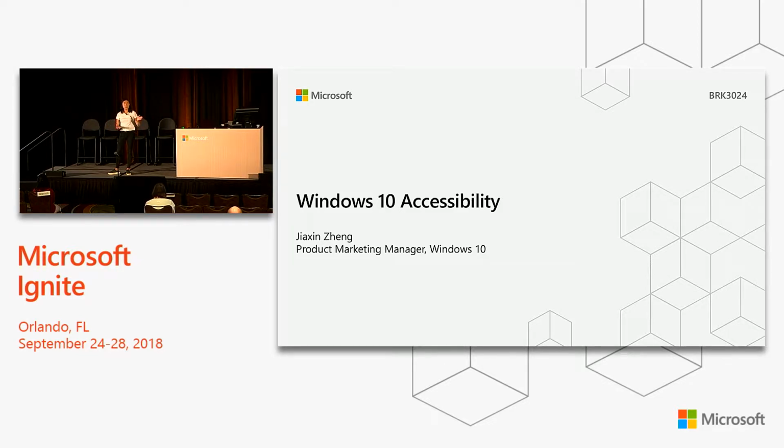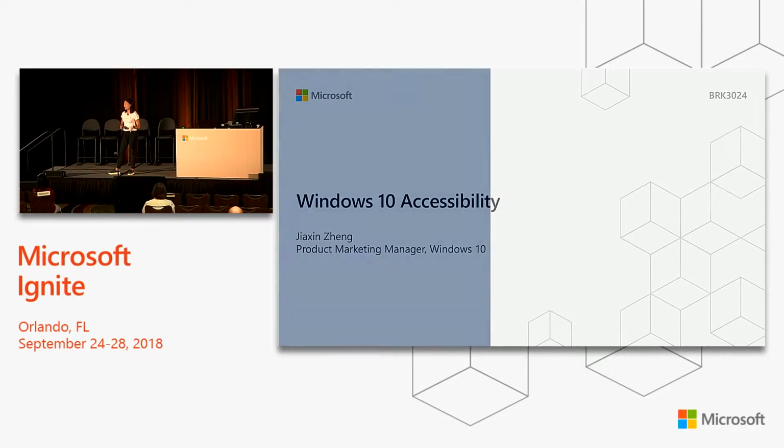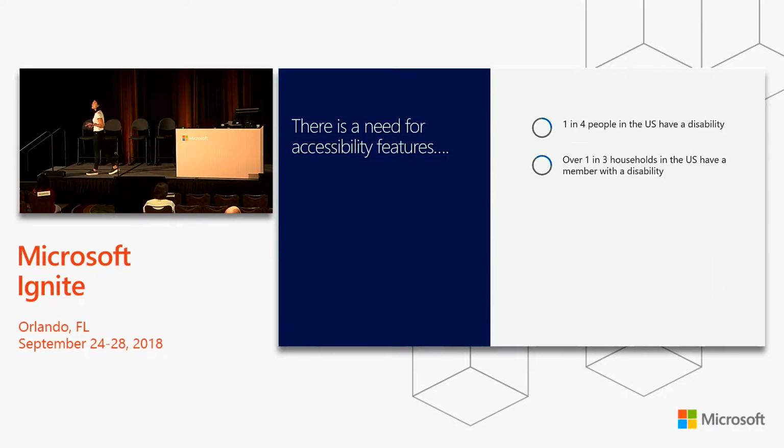I assume you guys are here today because you're interested in accessibility in some regard. And I'm so glad you are here because there's absolutely a need for accessibility features. 1 in 4 US citizens identify as having a disability, and over 1 in 3 households have a member with a disability. So this is a significant amount of people, not just the people directly impacted by disability, but their communities and the people that they love and work with.